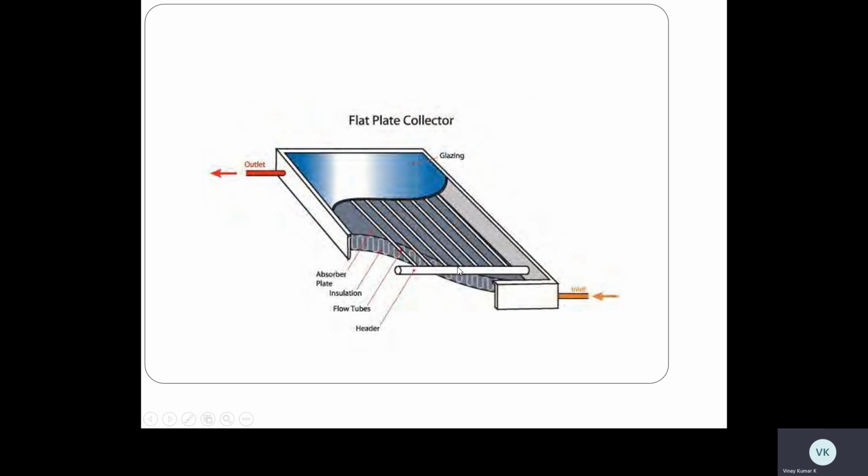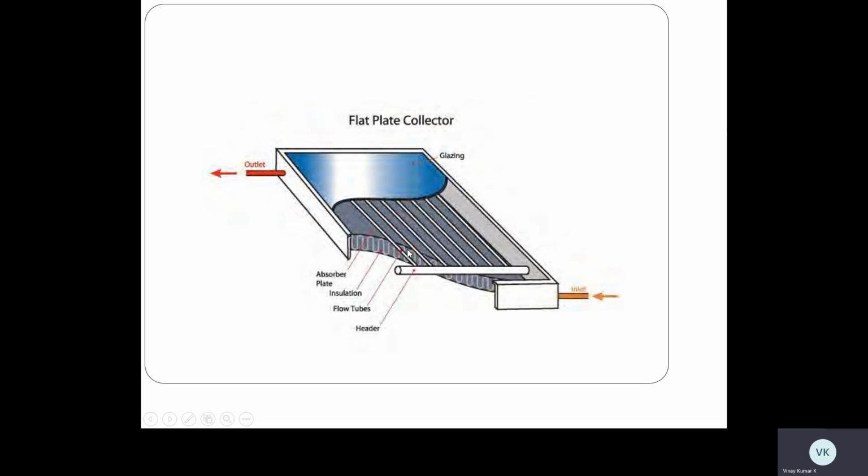Here the header will be provided, and through that our tube-like structures will be provided. These tube-like structures are called flow tubes. Through these flow tubes, a liquid will be passing, which will absorb the solar radiation that falls on the flat plate collectors. This is the glazing, and here the absorber plates. These are the plates which absorb the solar radiation easily.